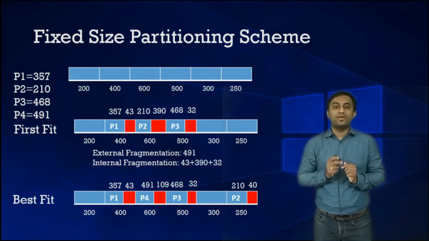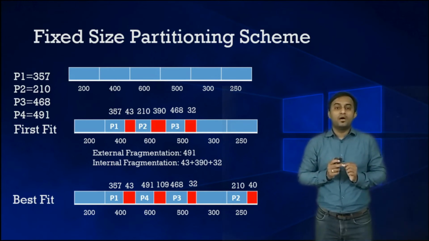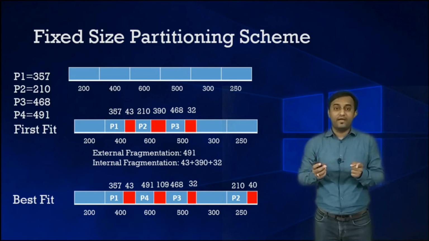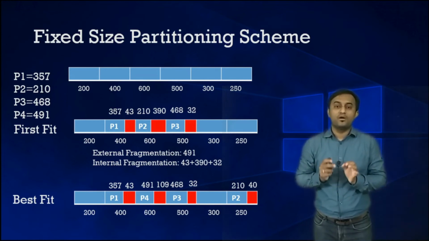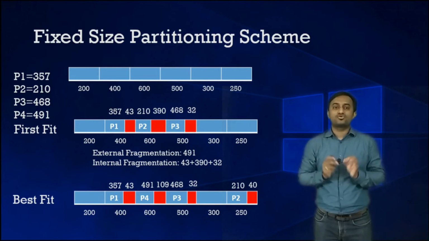Now next, P2 can be accommodated in the last block, because we have to identify the smallest capable block. So 250 is the smallest capable enough to accommodate the process. So the remaining wasted space is 40, because 250 minus 210 is equal to 40. So 40 is wasted. Then P3 came.